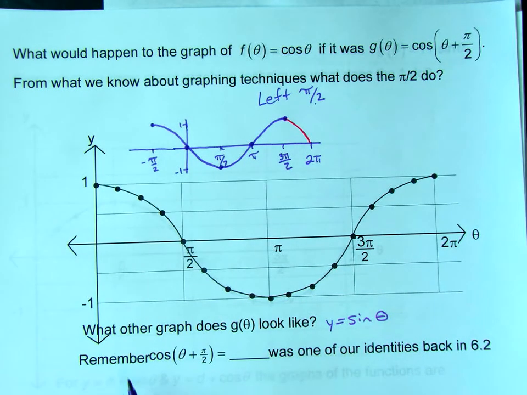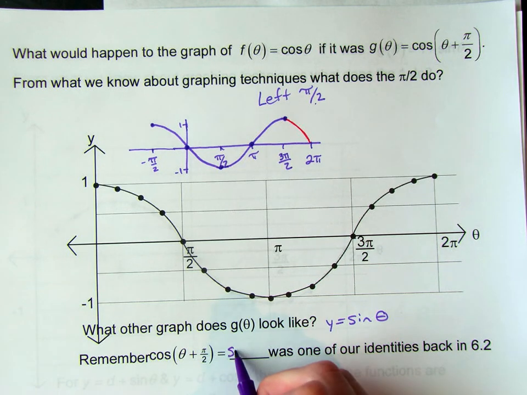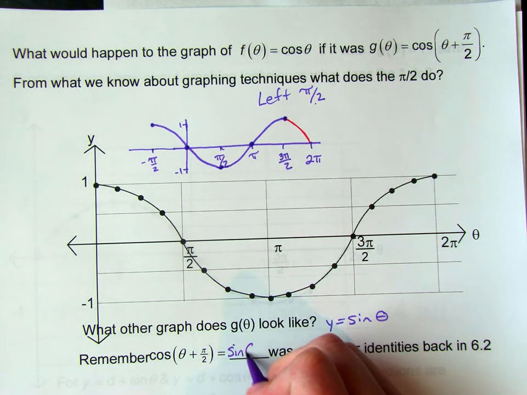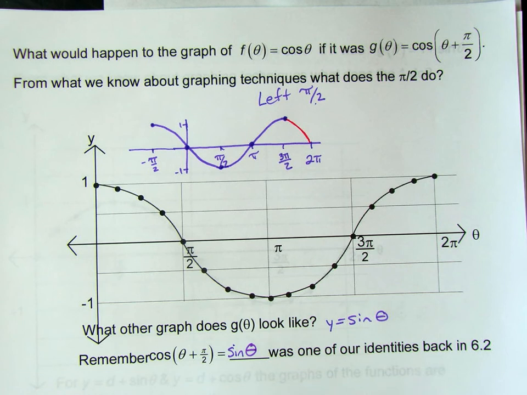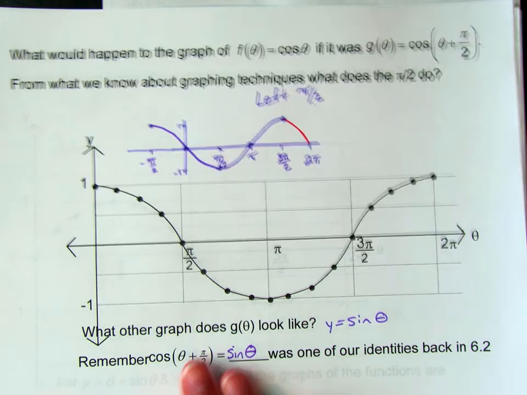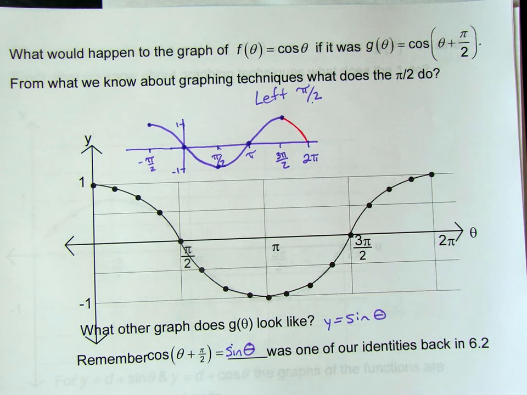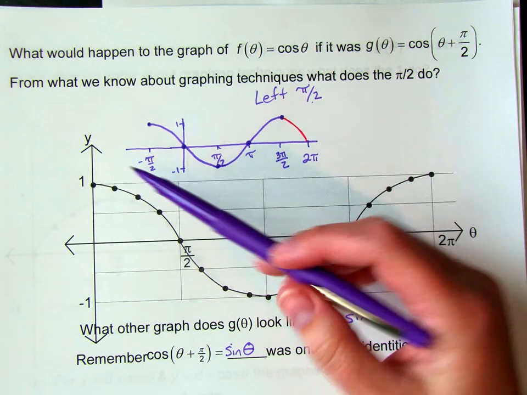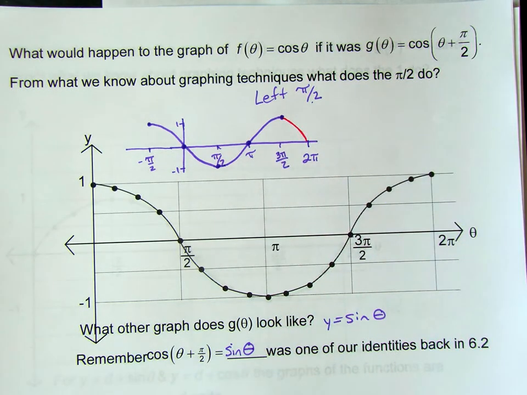Okay. Remember, one of our cofunctions was that cosine of theta plus pi over 2 was equal to sine of theta. This is purely because of shifting of the graphs. That's where that property comes from. And at the time, I told you, you just had to believe me that this was true. But now, graphically, we can actually see it.